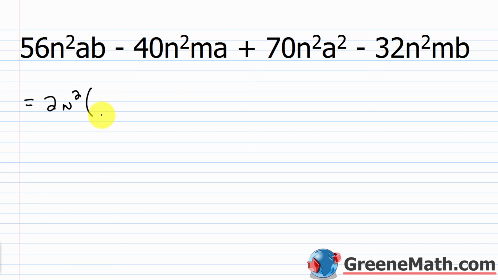That's fine. So inside of parentheses, 56 divided by 2 would be 28. N squared over n squared is 1, so I just have 28ab. Then we have minus. You think about 40 divided by 2, that's 20. N squared over n squared is 1, and then you'd have ma, or you could write am, doesn't matter. Then plus, 70 divided by 2 is 35. N squared over n squared is 1, and then a squared. Then minus 32 divided by 2 is 16. N squared over n squared is 1, so you'd have mb, or you could put bm.